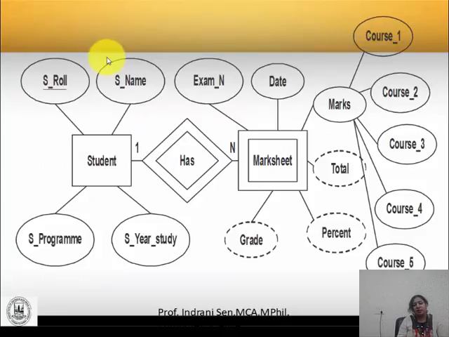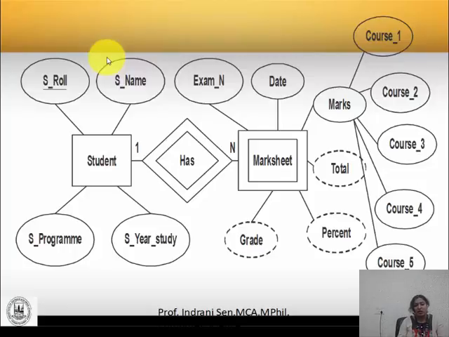Here we are taking the example of a student and mark sheet. A student here is a strong entity who has the unique identifier roll number, in which roll number is the primary key, so it is underlined. Apart from the roll number, it has name, program and year of study to identify the student. And student has a mark sheet. A mark sheet can be identified by the exam name, date, grade, percentage, total. Grade, percentage or total are represented by a dashed border because they are derived attributes. Derived attributes means they need not be stored, they can be calculated. They need not be stored in the database.